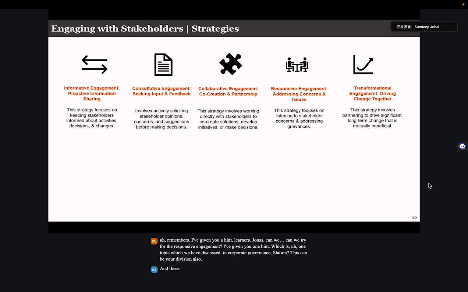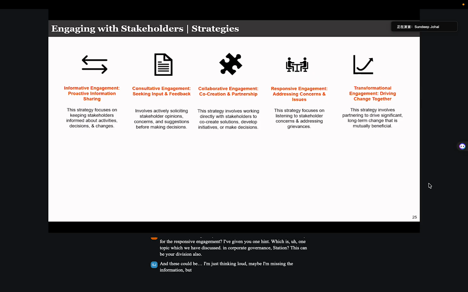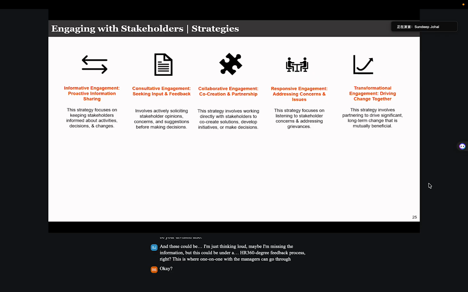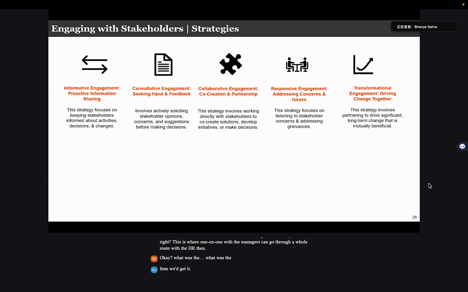I'm just thinking aloud, maybe I'm missing the information, but this could be under an HR 360-degree feedback process, right? This is where one-on-ones with the managers can go through a whole route with the HR. What was the concept, if you remember? You are actually going in the right direction, but what was that concept, Sandeep? I missed that session, Bhavya, to be honest, but I'm just sharing my experience. Please go through the recording.